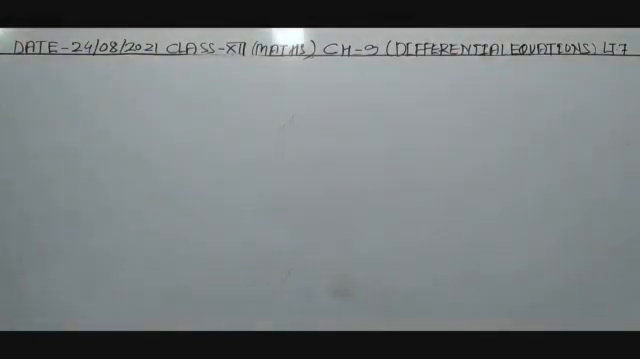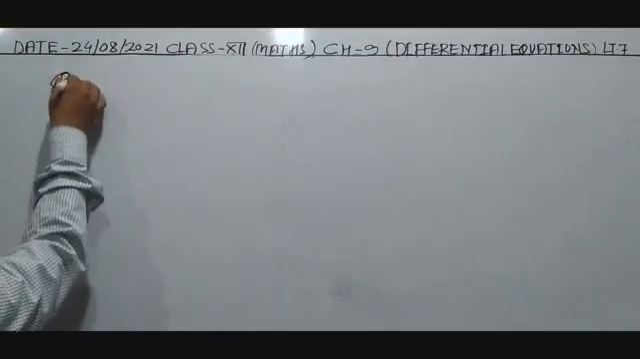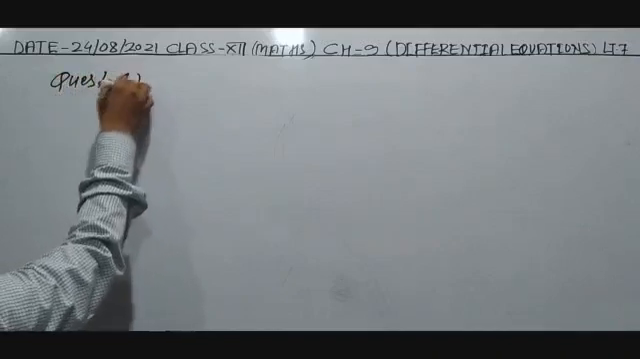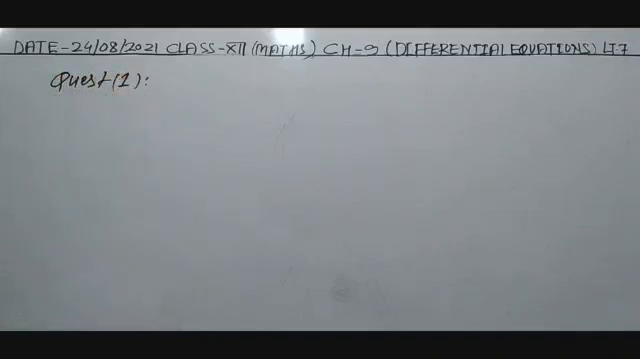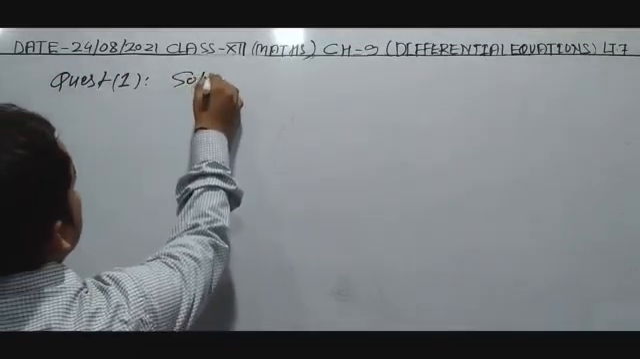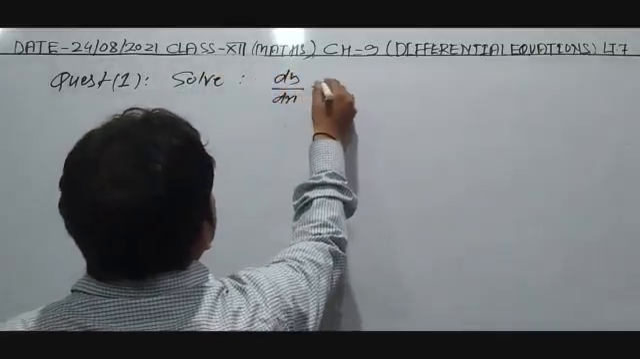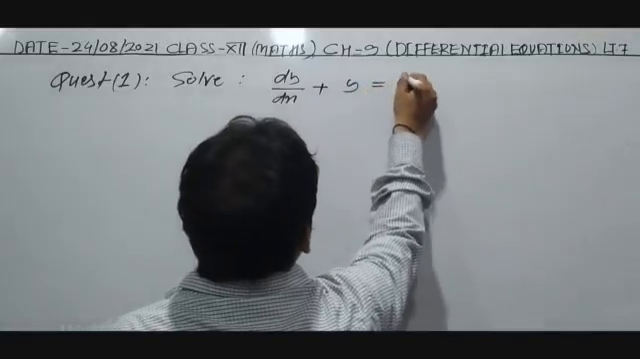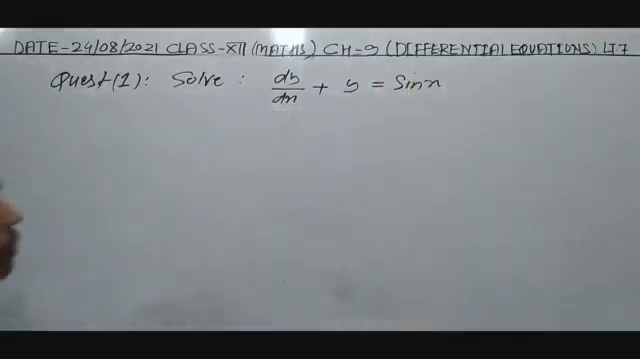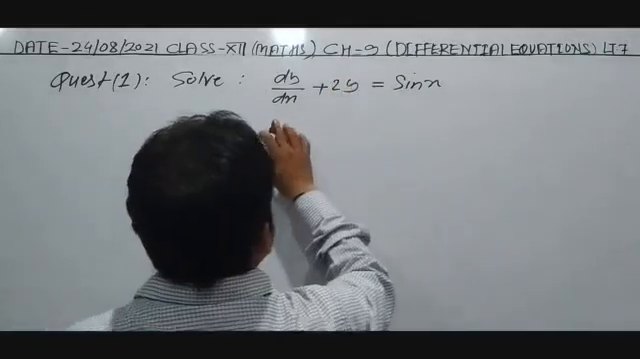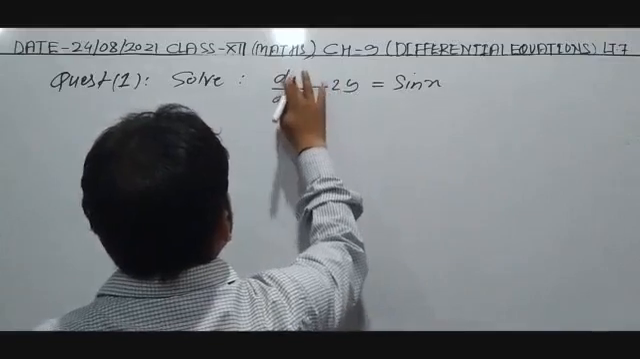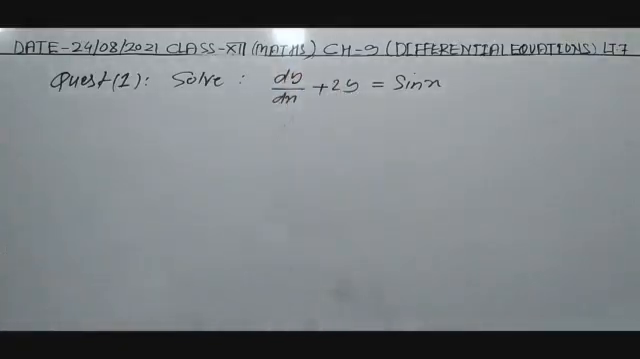So see, question number 1 is: solve the differential equation dy by dx plus 2y is equal to sin x. So this is the given differential equation. Now we have to solve it.